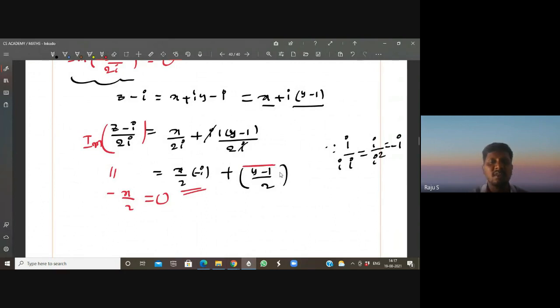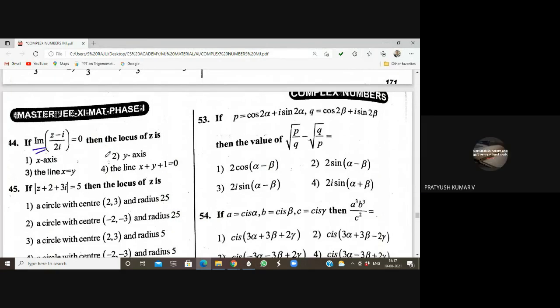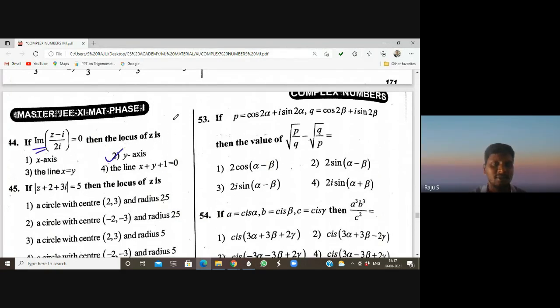This is the real part. There is no iota here, but here iota is there. So the iota coefficient is minus x by 2 equating to 0, because this is the imaginary part. When I equate to 0, we get x is equal to 0. Finally, we got x is equal to 0. Then there is no x equal to 0 option. Which option is correct? Y-axis is correct, because on the y-axis all x values are 0. So x equal to 0 is the equation of the y-axis, right?